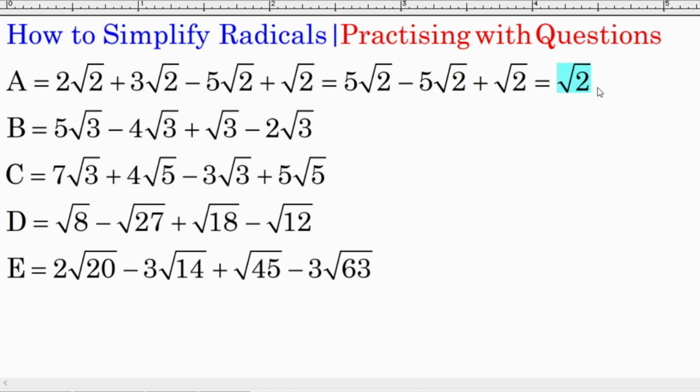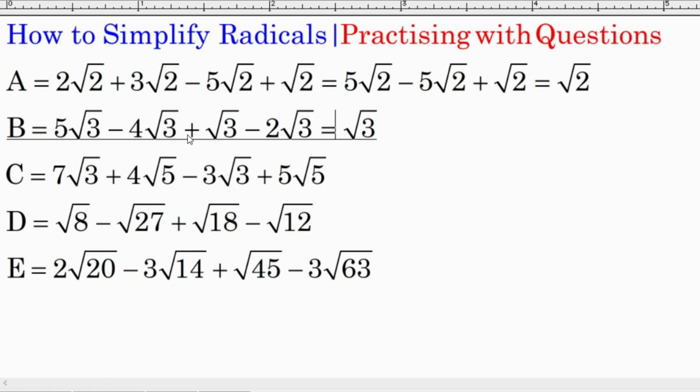Let's move forward. Now we have to solve question B here. It has the same radicals, so we have the same square root of 3 here. What we have to do is just add the numbers in front of the radical. So we have 5 minus 4, which is equal to 1 square root of 3. The 1 we don't have to write, it is not necessary, so let's just remove it.